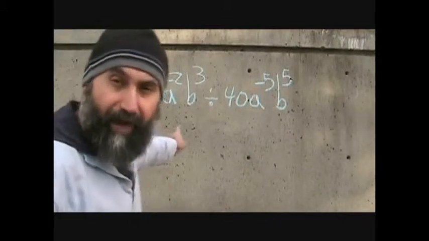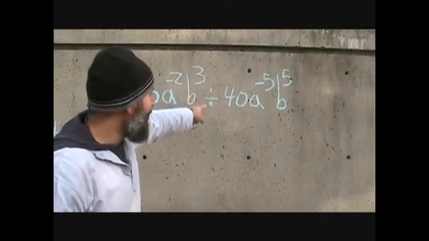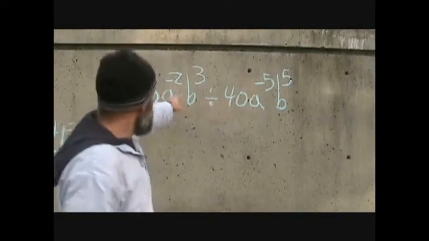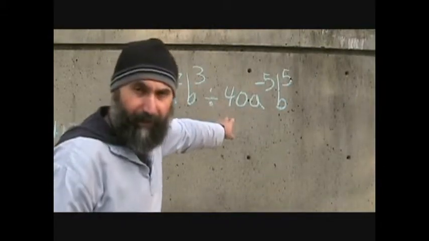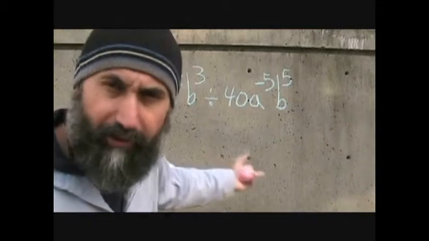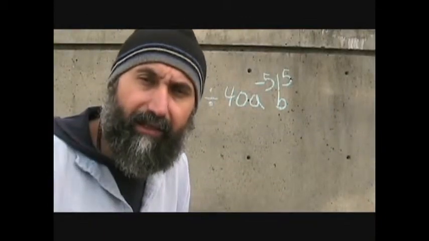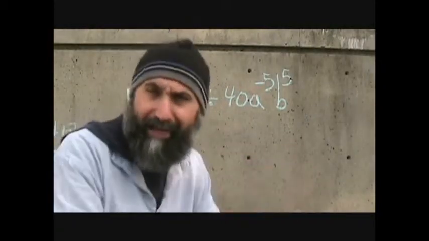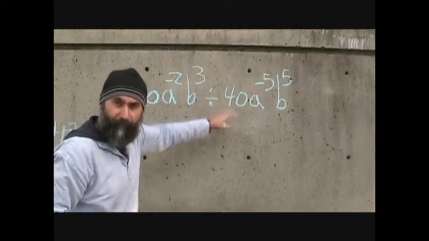So right now we've got 120 a to the negative 2 b cubed divided by 40 a to the negative 5 b to the 5. Now what you do with the exponents, their bases are the same. The numbers in front are called coefficients. They just deal together exactly the way they did in the real number set, just multiplying or dividing numbers. So 120 divided by 40 is going to be 30.